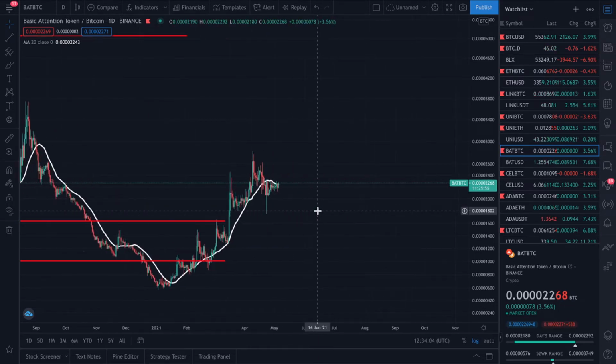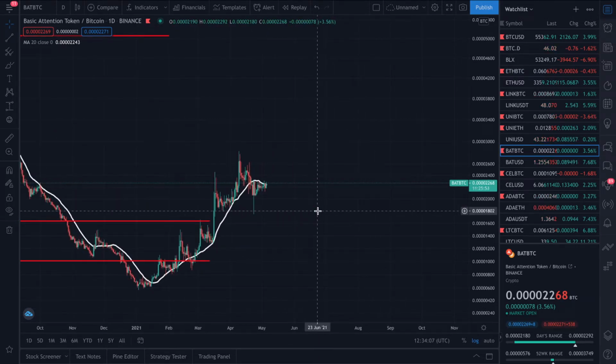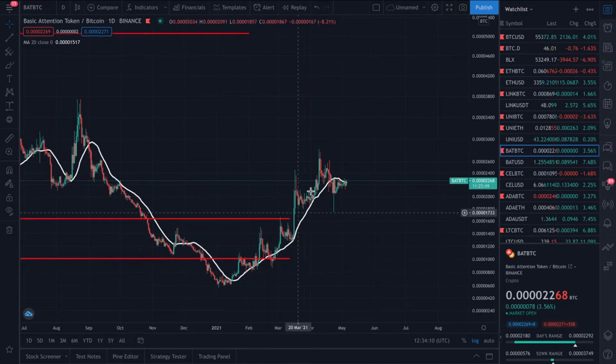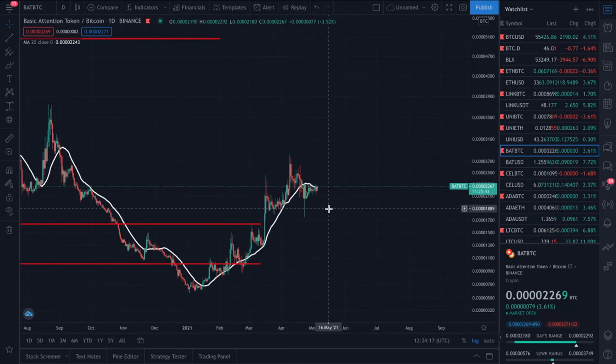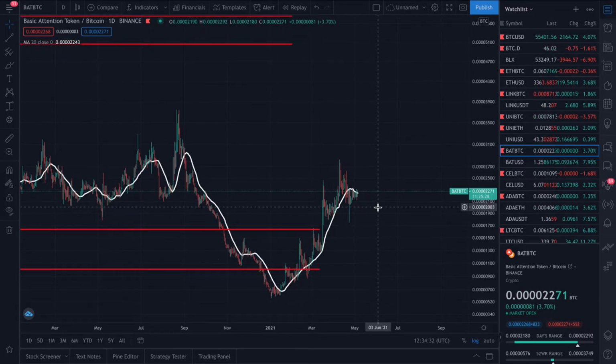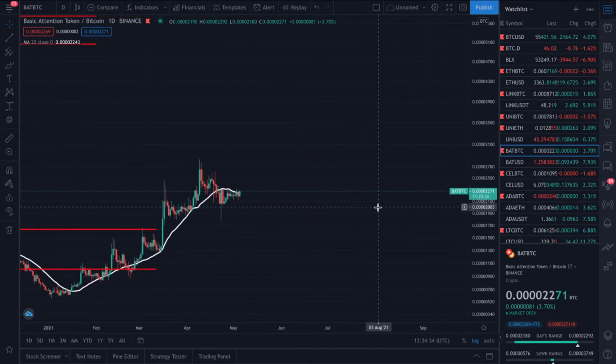Yes, basic attention token has been more or less lackluster, but it has rallied against Bitcoin for quite some time. For quarter one it rallied, and in quarter two, we're kind of stagnating. So that's something to keep in mind, and it's one of the reasons why I'm still holding this asset. It's still keeping up pace with the rest of my portfolio, and because of that, I still hold it.